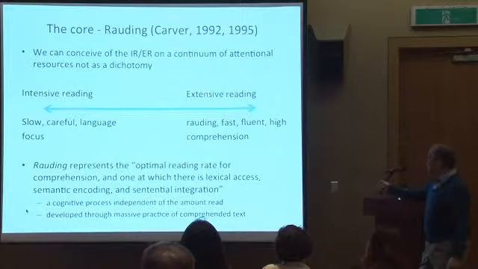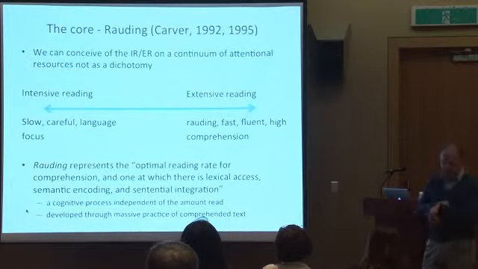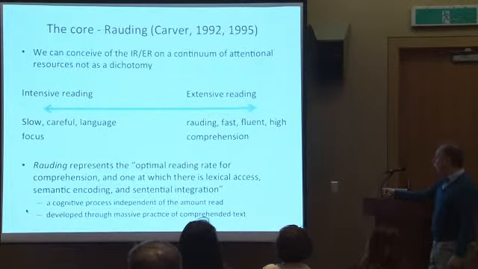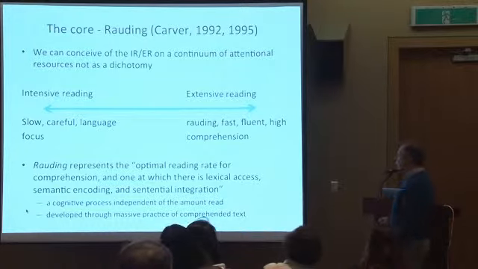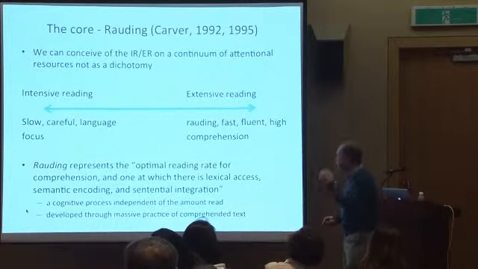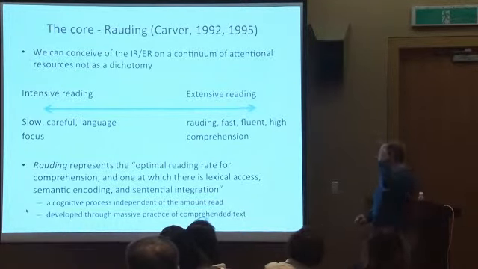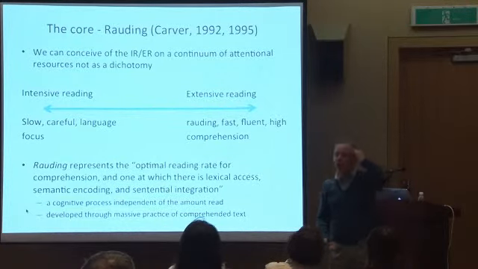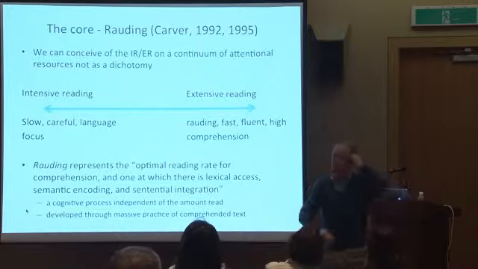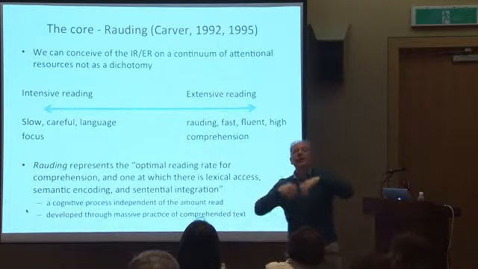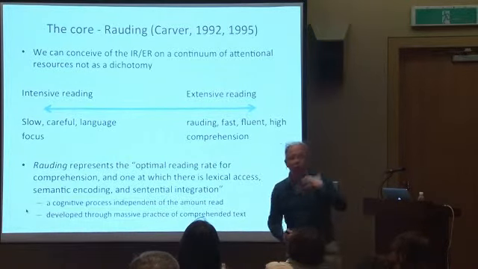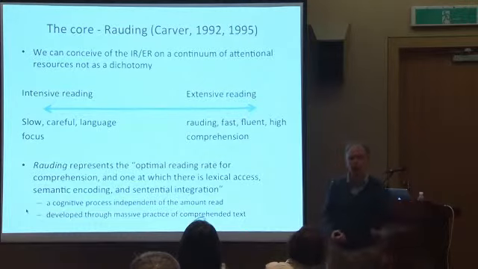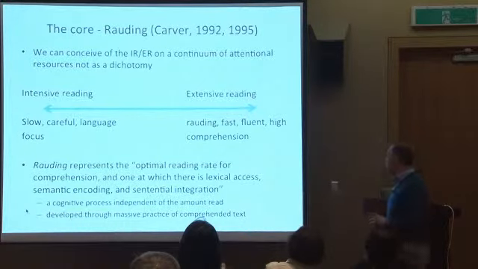So rauding is a term very similar to READ, which I explained before. It's the optimal reading rate for comprehension, and one of which there's lexical access, semantic encoding, and sentential integration. Basically, that means if you're reading fast, fluent, you understand the words, and you understand the sentence without really thinking about it, then you're rauding, you're fast, fluent reading, READ, as I said before.